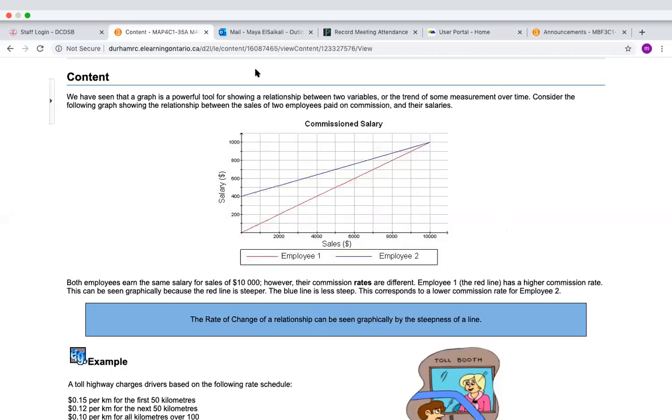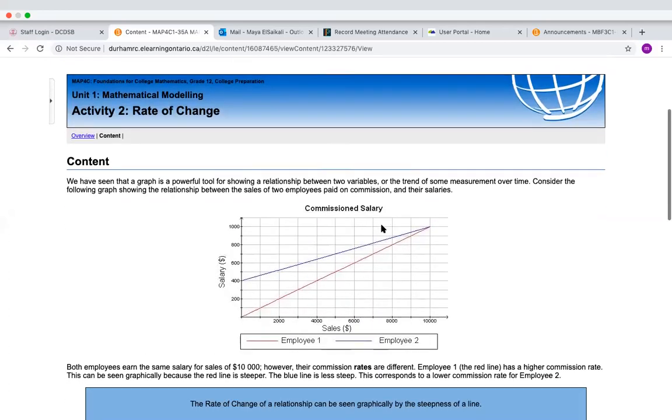Good morning, guys. So for today's lesson, we're going to look at rate of change, and basically we're going to be calculating rate of change from graphs. So rate of change is basically the slope of that section of a graph.